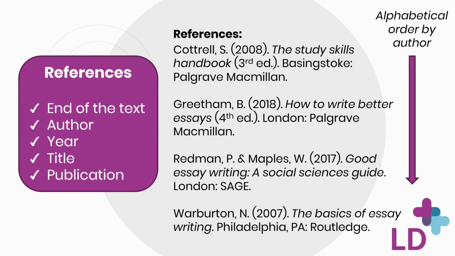Once you've worked out your references, organise them into a list at the end of your assignment, making sure that they're in alphabetical order by the primary author's name. You must include every text that you cite in your assignment, but do not mention any that you have not cited directly in the text. And that's how to make a reference list.